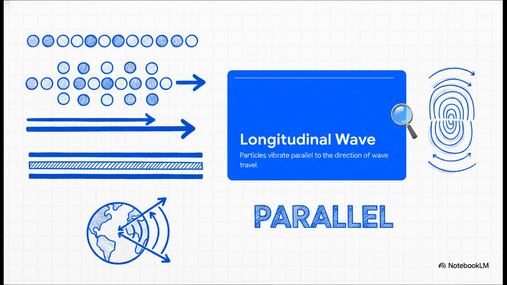Now let's pivot over to our second type. A longitudinal wave is a wave where the particles vibrate parallel to the direction of wave travel. For this one, I need you to heavily emphasize the word parallel in your mind. It is the absolute crucial differentiator from transverse waves. Sound waves and seismic P waves are your classic go-to examples for this wave type.